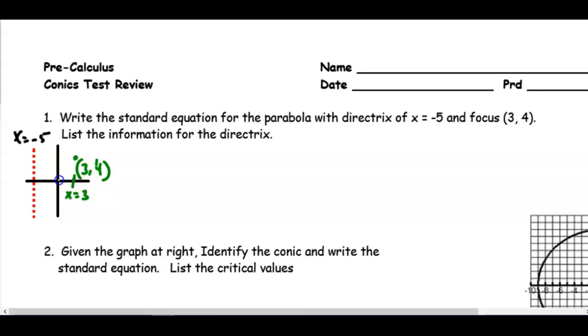We've got to find the middle value, or the vertex. So if you go from negative 5 to 0, that's 5. And 0 to 3 is 3. That's a total distance of 8. So halfway would be 4, which means my vertex is right here, which is (-1, 4).